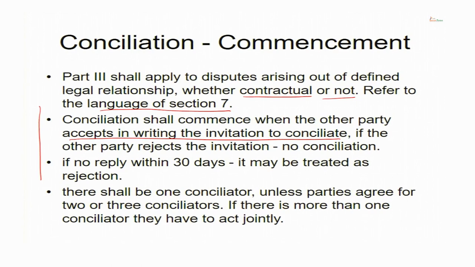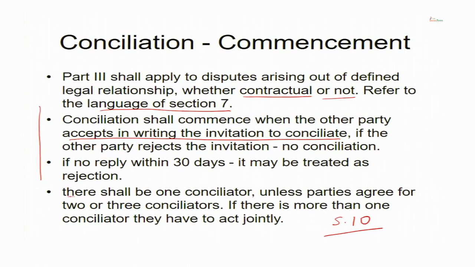When the conciliation commences, as I already mentioned, it commences when acceptance of the invitation to conciliate is sent by the other party in writing. And if he does not accept, there shall be no conciliation. Or if he fails to respond in 30 days, there shall be no conciliation. Now, let's come to the number of conciliators. You can compare it with Section 10, which talks about the number of arbitrators. You remember, the number of arbitrators shall not be even. But here, there shall be one conciliator, or parties may agree to have two conciliators or three conciliators.